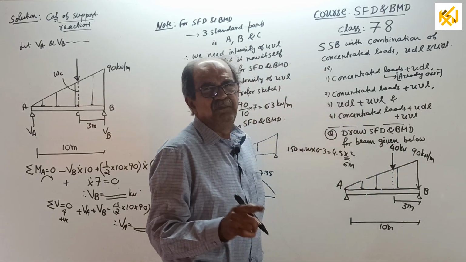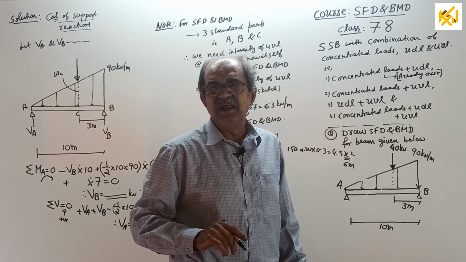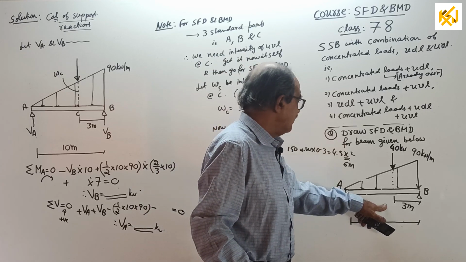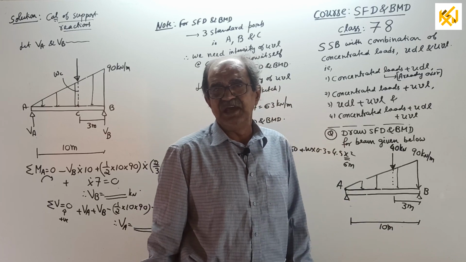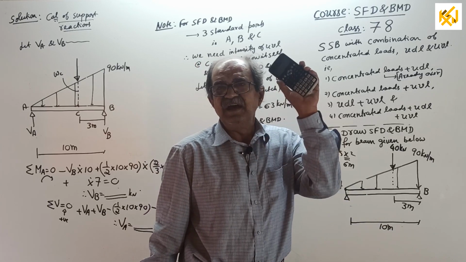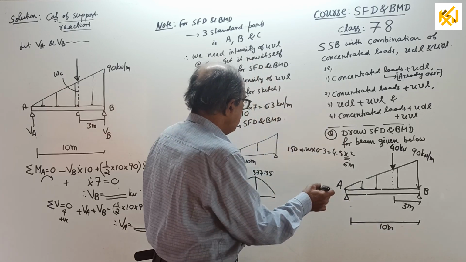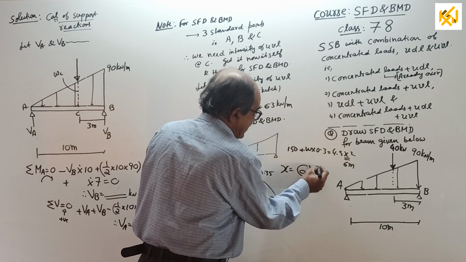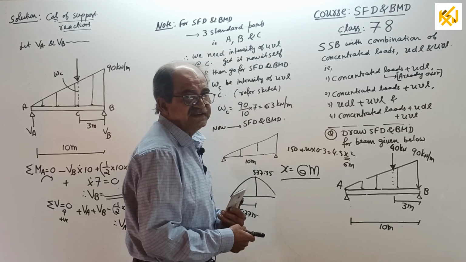Now the beam has to give the answer. That is, maximum BM should be at 6 meters from here. That is the point where shear force is 0. Guaranteed. Remember, I want that x value later to be 6 meters. My commitment. Okay. If you understand, okay.